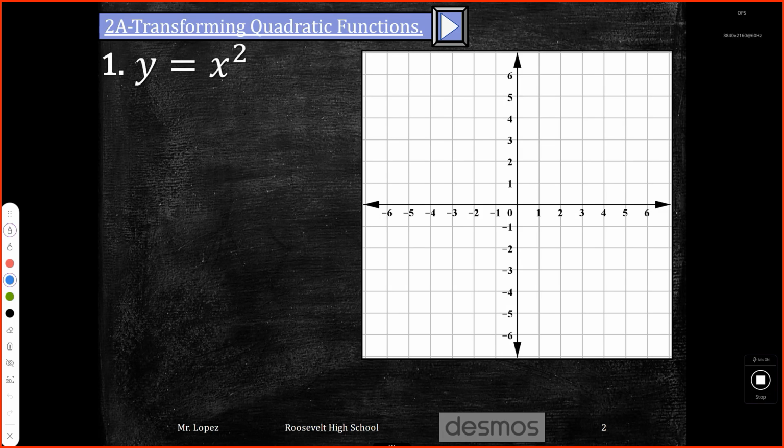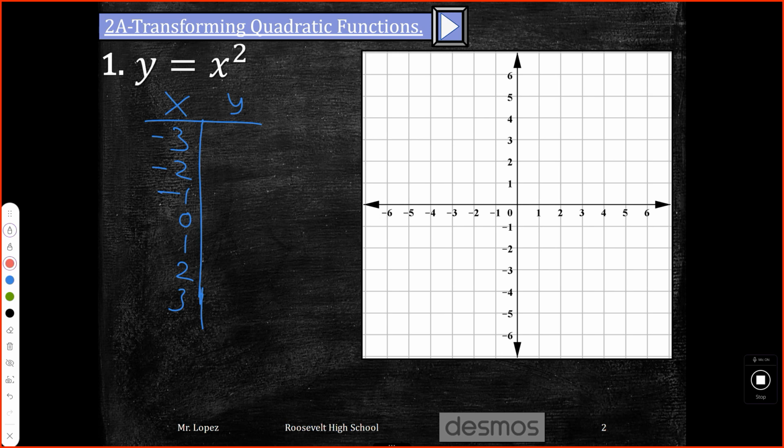Okay, we're on to Unit 2, transforming the quadratic function. We did the absolute value function in Chapter 1, and now we're doing the x squared function. So the same as what we did with the absolute value function, we'll do a table of values, input and output. Let's use these numbers: -3, -2, -1, 0, 1, 2, 3.